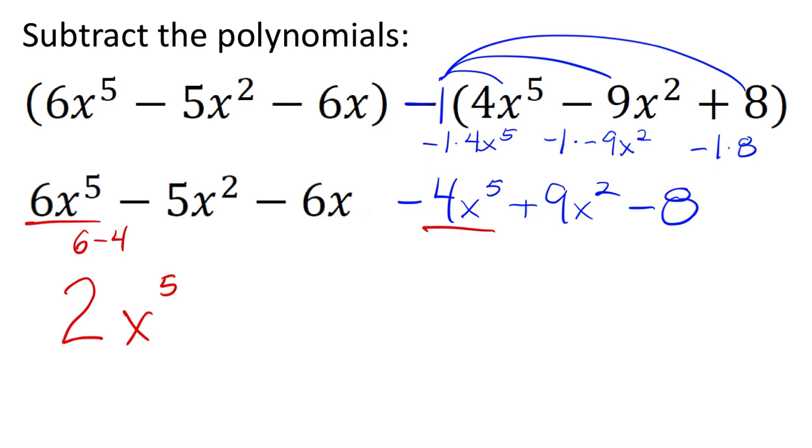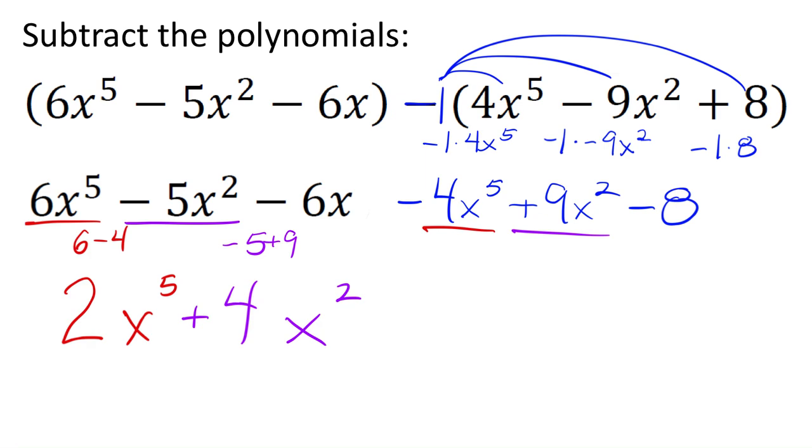The next like terms I've got, I would be looking for -5x squared, and the next one I can see is that positive 9x squared. So how many x squareds will I end up with? Well, it's -5 plus 9, which would be +4. Now, you notice that I'm writing the positive sign in as the plus sign. That's on purpose because every term will take the operation to its left as its sign.